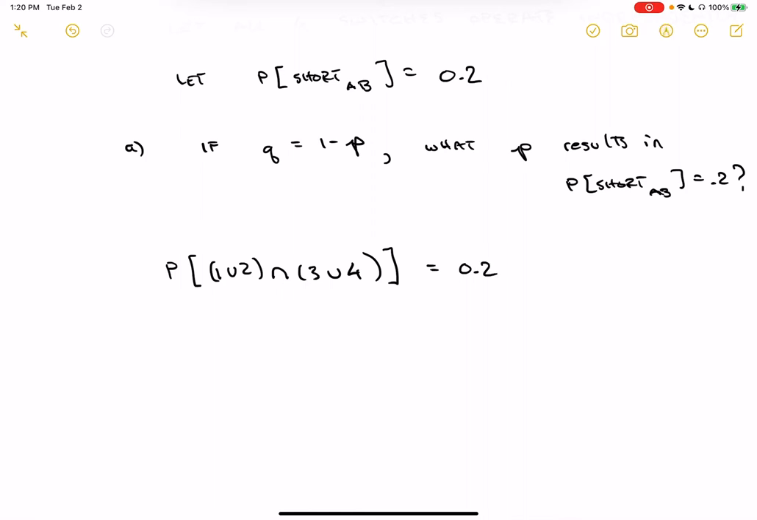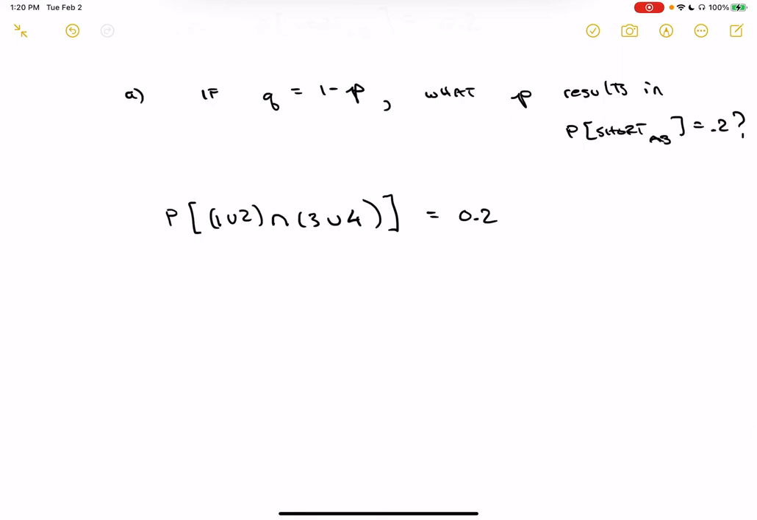Okay, so I'm going to have some work to do here. I'm going to begin looking at that left-hand side, and I've got a probability of one or two intersected with three or four. But what do I know about intersection probabilities? If the things being intersected are independent, I can do that as a product of probabilities, right? And I know that these switches are all independent. So one or two is going to be independent of three or four.